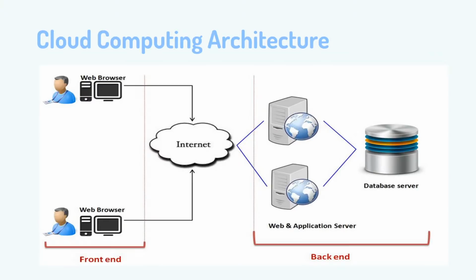So we can access cloud computing using web browsers, and then we have the front end. The front end is nothing but how we are accessing the process, and then the back end. The back end is all about web applications, like web application servers, and how we can access those web applications and database servers. So this is a simple architecture of cloud computing.